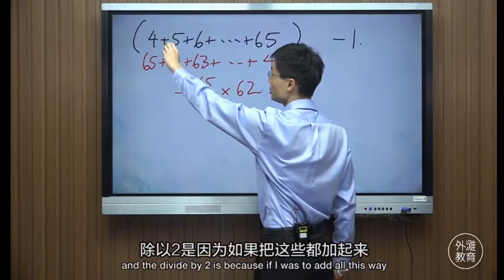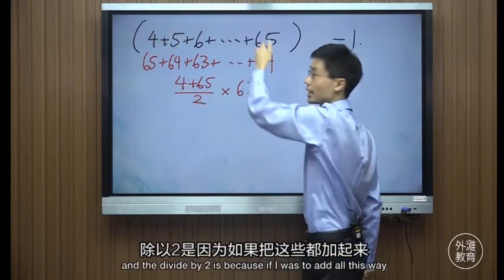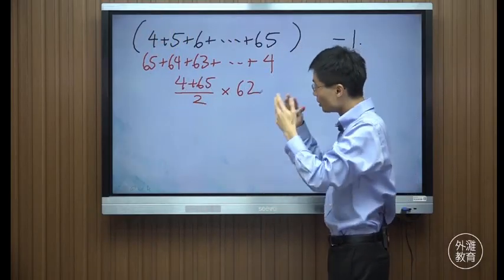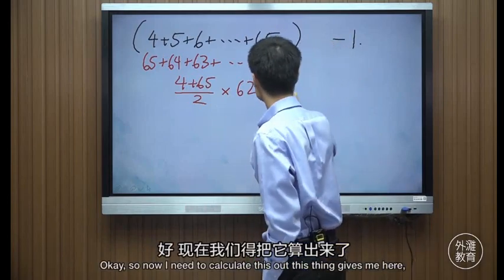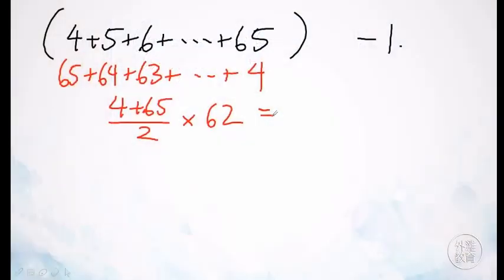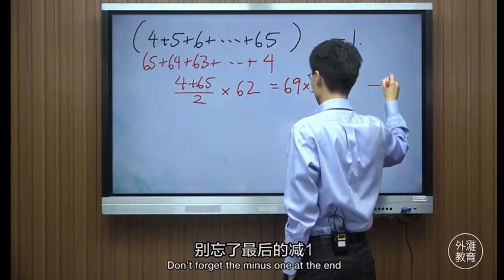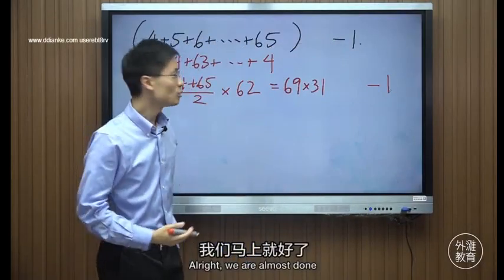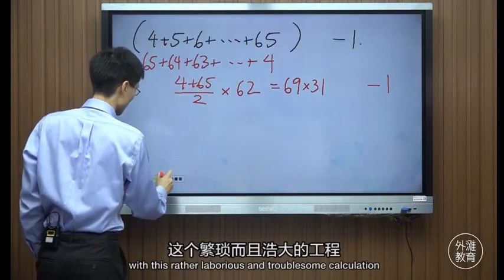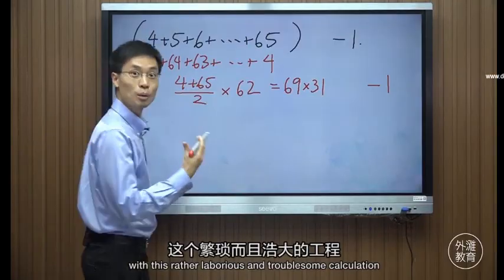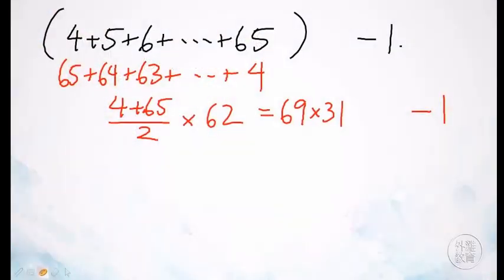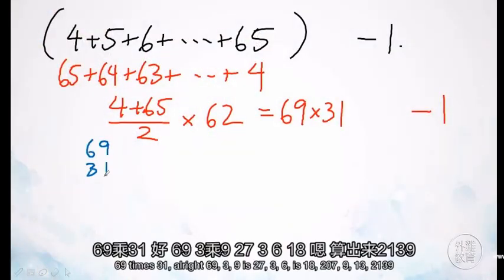And the divide by 2 is because if I was to add all this way, I have double counted the whole thing. Okay, so now I need to calculate this out. This thing gives me here 69 times 31. Don't forget the minus 1 at the end. All right, we are almost done with this rather laborious and troublesome calculation. But let's do it. 69 times 31.